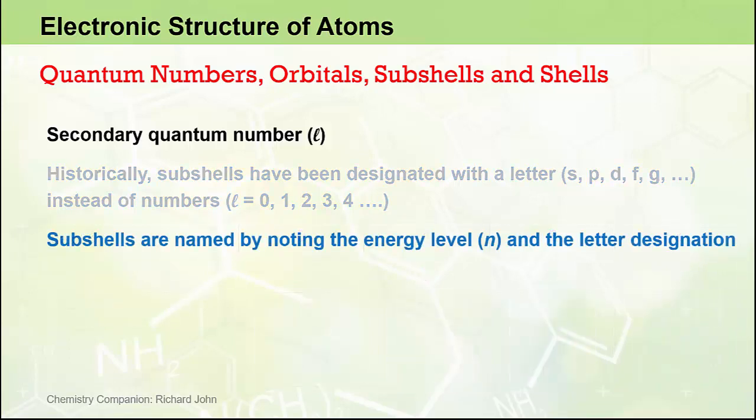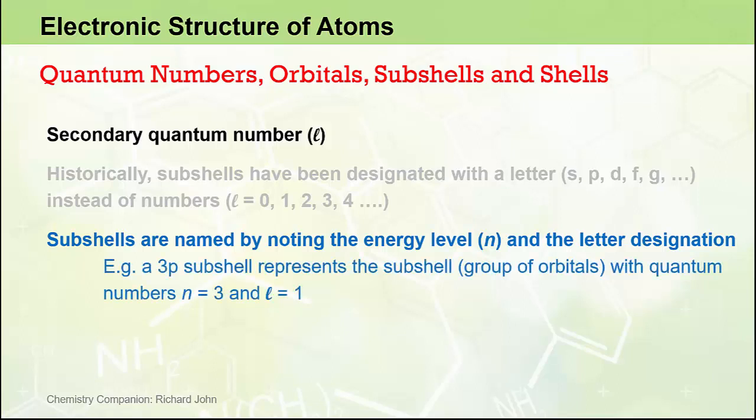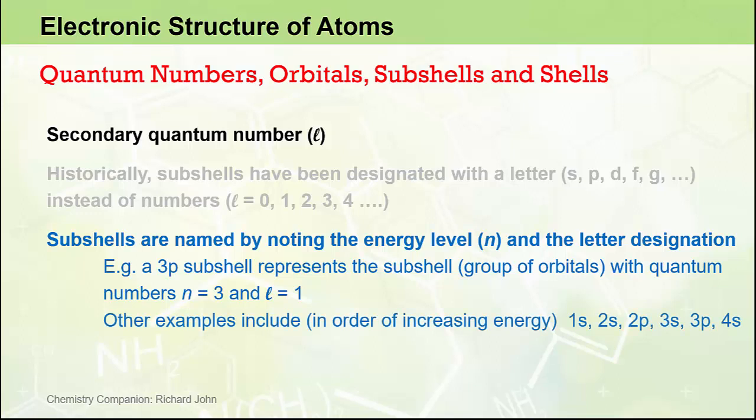The subshells are named by noting both the energy level n and the letter designation. So you might see representations like a 3p subshell that represents a group of orbitals in the third, n equals 3 shell, each having a dumbbell shape representative of p orbitals and characterized by having a principal quantum number of n equals 3 and a secondary quantum number of L equals 1. And we'll come across many more examples of subshell designations, such as, in order of increasing energy, 1s, 2s, 2p, 3s, 3p, 4s. In fact, technically, there are an infinite number of these subshell designations.